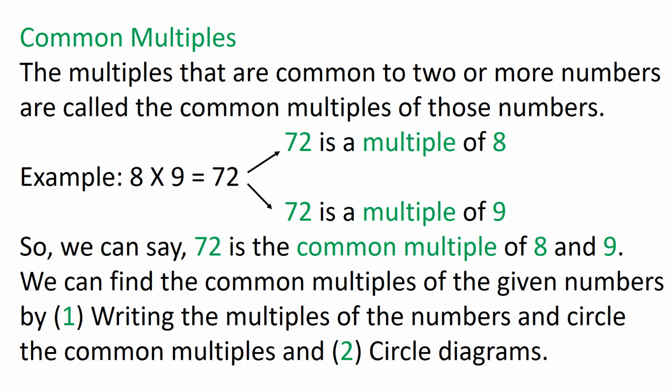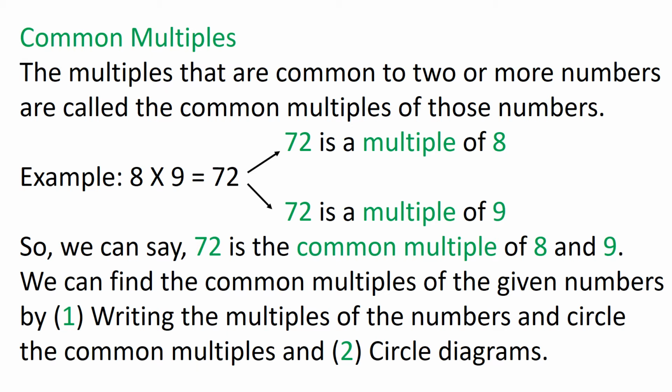Children, let us now see what are common multiples. The multiples that are common to 2 or more numbers are called the common multiples of those numbers. For example, 8 nines are 72. 72 is a multiple of 8 and 9. 72 comes in both the tables of 8 and 9. So we can say 72 is the common multiple of 8 and 9.